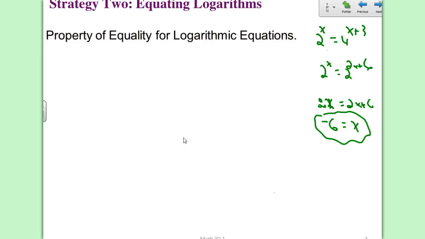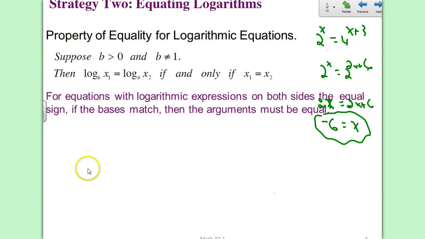All right, so now, how does that look with logs? Same base strategy? Well, if we have the same base, then what's under them must be equal, right? So the number that you took the log of, if the two logs are equal, then those two numbers must be the same. Same as we did with the exponents up here, okay?